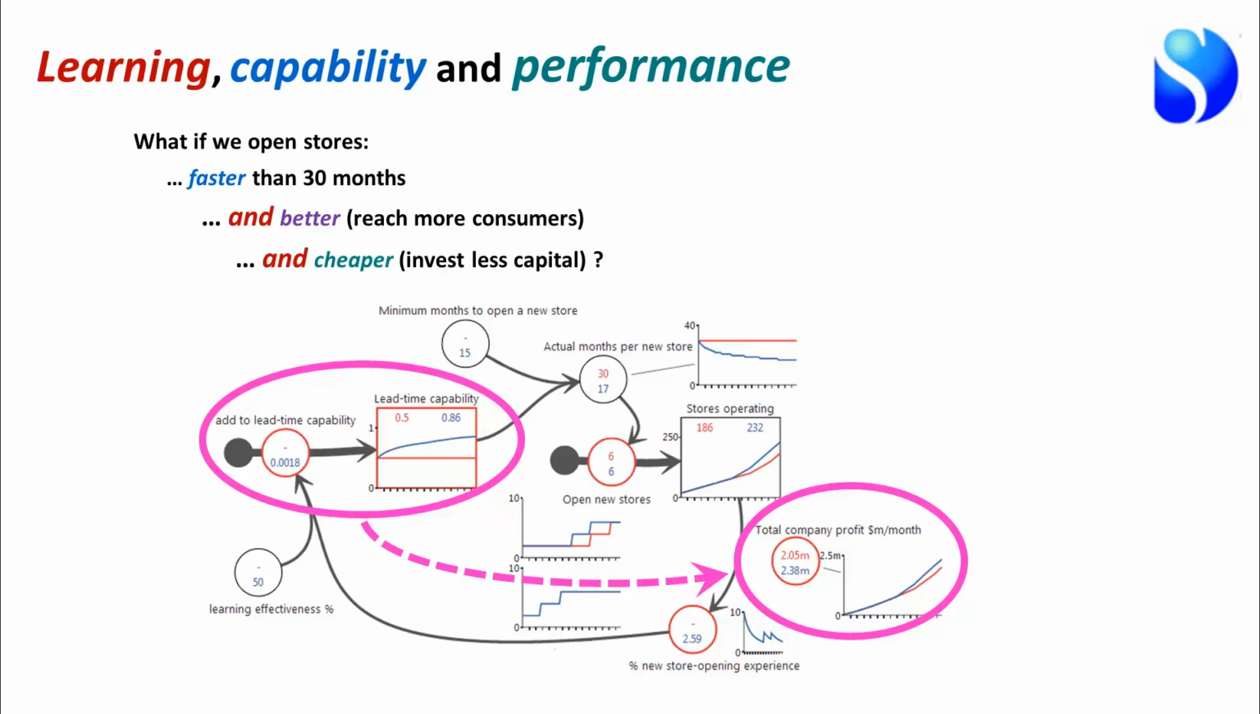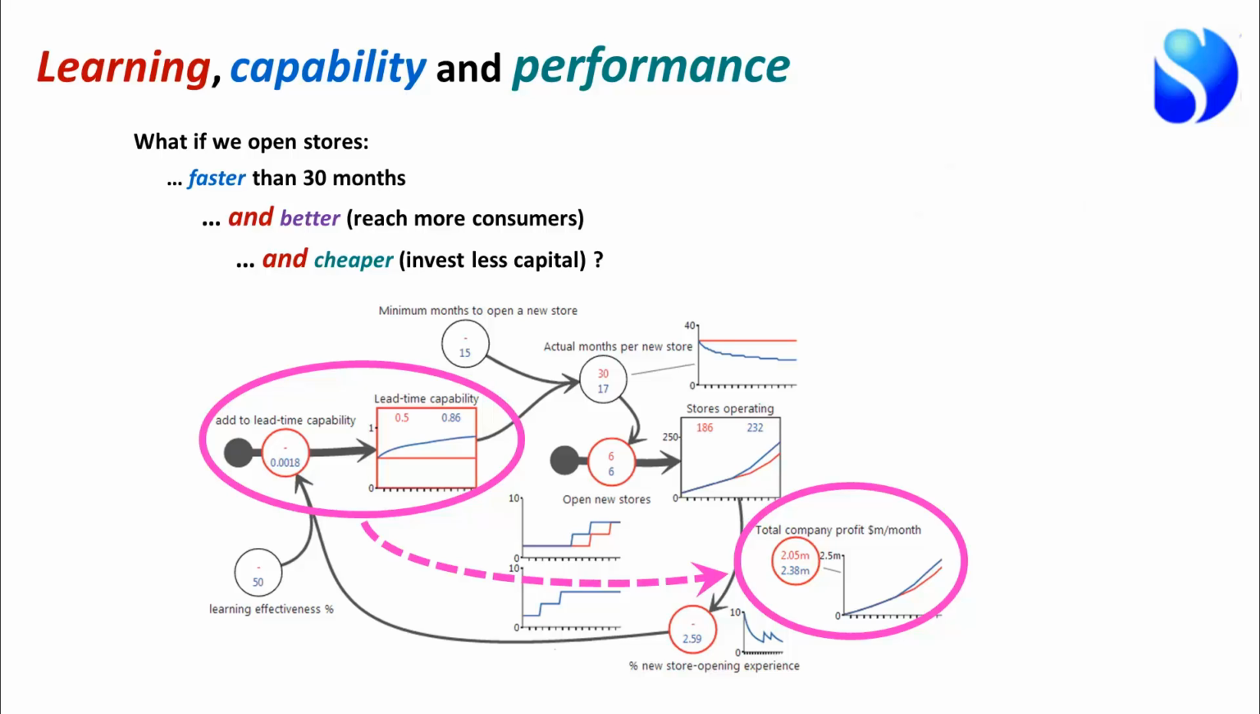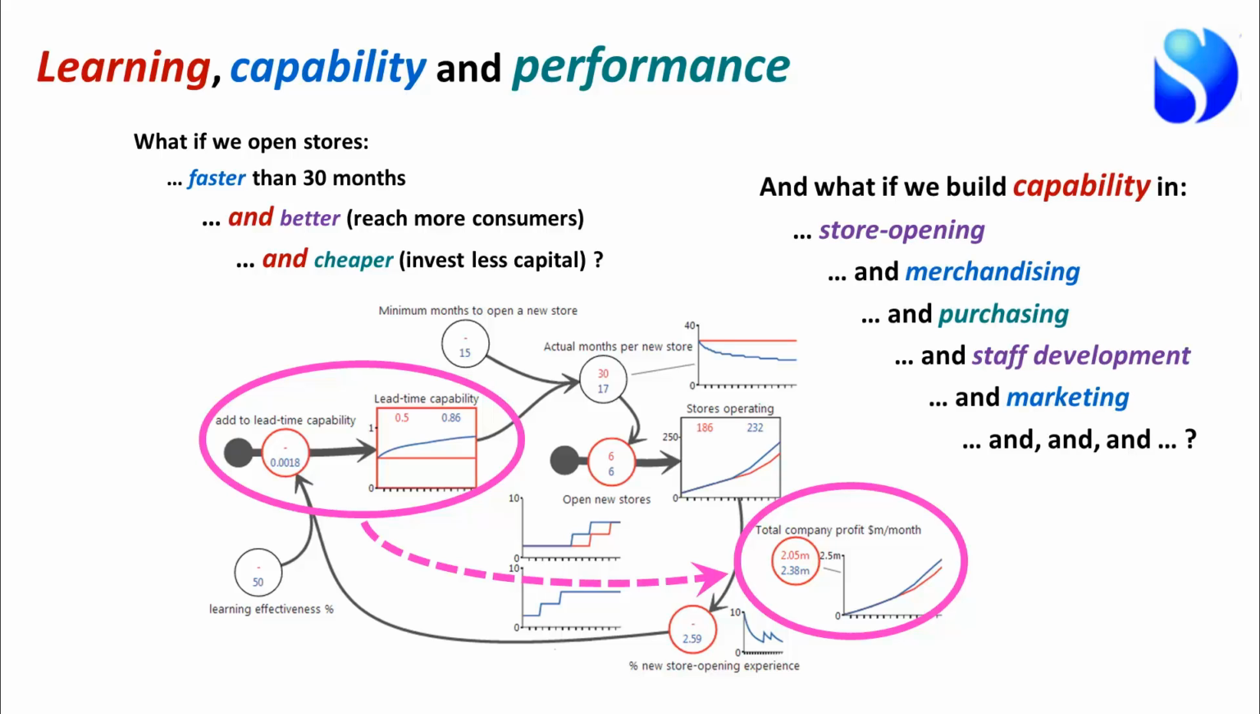But what if we not only open the stores faster than 30 months, but we were also finding better stores, i.e. stores that could actually reach more consumers, and we could do it cheaper? We were not spending 1.1 million on opening each store, we're only spending 1 million or 0.9 million. So that's 3 capabilities, all of which are contributing to your profitability and your return on investment on the right-hand side of this model. And then ask yourself this: what if we were not only growing our capability in store opening, but also in merchandising, making sure we got the right products on the shelf to attract customers, if our purchasing was getting better, if our staff development was improving, and our marketing is getting better, and so on and so on and so on.